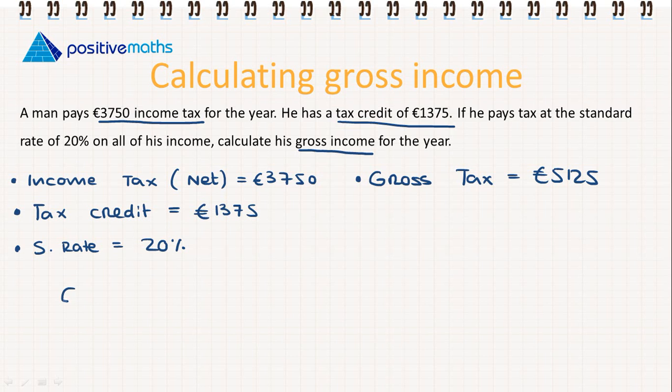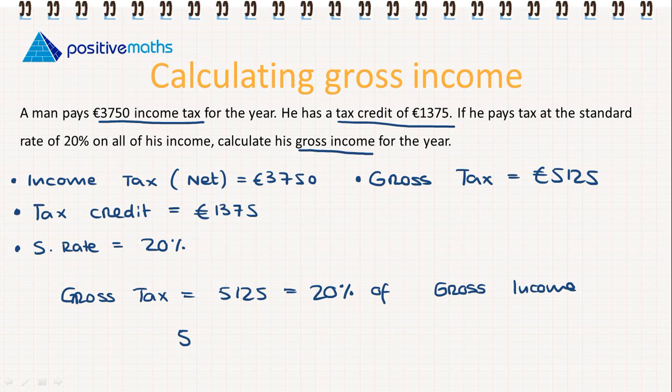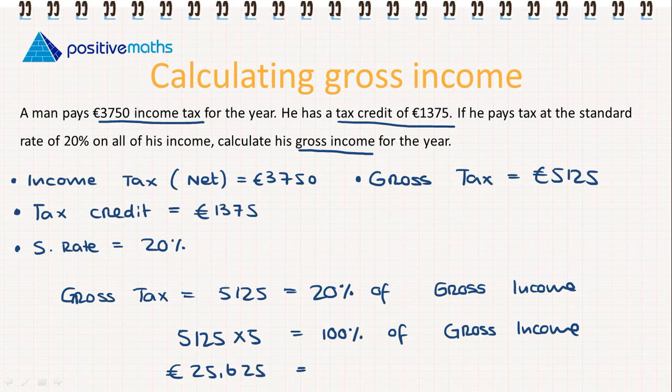So the gross tax we know is 20%. So 5,125 is equal to 20% of the gross income. Okay, so we want to find 100% of the gross income. So if we multiply 5,125 by 5, we will find 100%. So we will find that this man's gross income is going to be equal to 25,625.